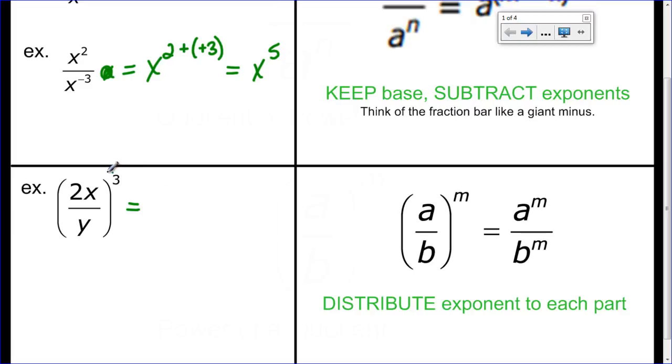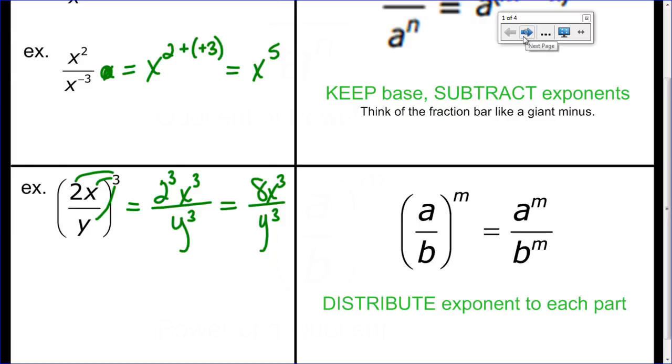This 3 outside has to get distributed to every single thing in parentheses, the 2 included. So you end up with 2 to the 3rd, x to the 3rd, over y to the 3rd. Well, 2 to the 3rd is the same thing as 8. So this is like having 8x to the 3rd over y to the 3rd.